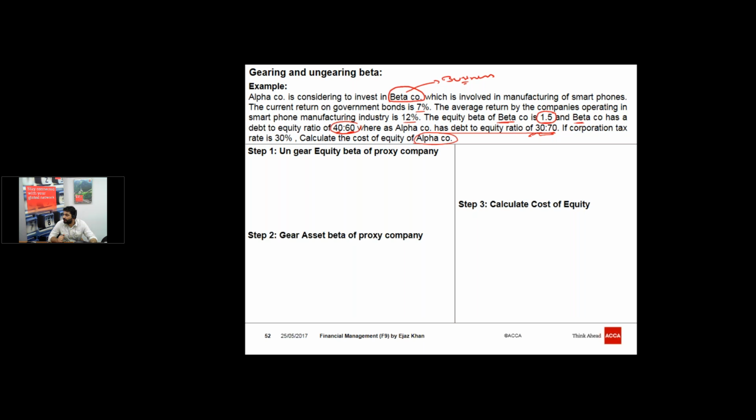Yes, Ubaidullah, we need investors' equity beta for CAPM. Then Aisha, no, it's not Alpha Company, it's Beta Company. If you look at Beta Company's debt to equity ratio, it has 40% debts, whereas Alpha Company has 30% debts. So the company having more debts will have more financial risk than the company having less debts.